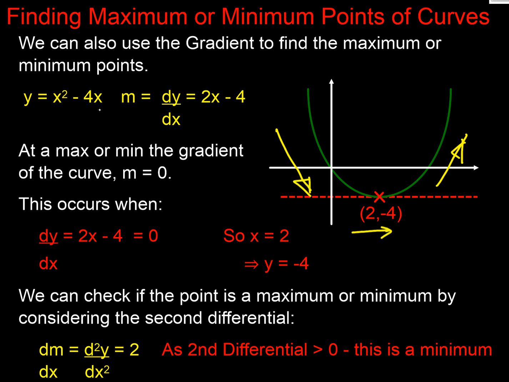Well, we found that earlier, didn't we? For this expression, we found the differential is 2x minus 4. So what we're interested in is that point at which that equals 0. And that equals 0 when x equals 2.